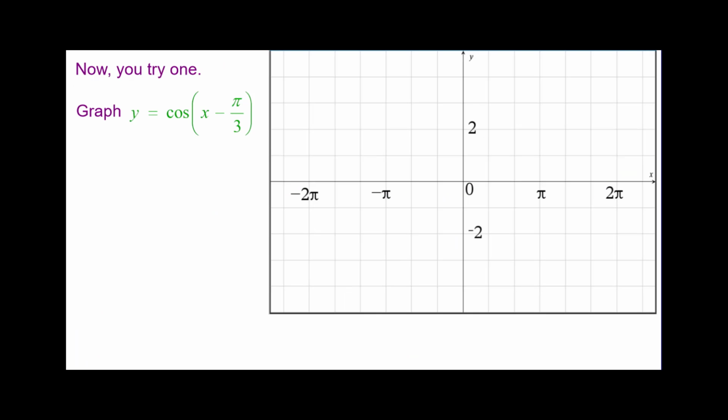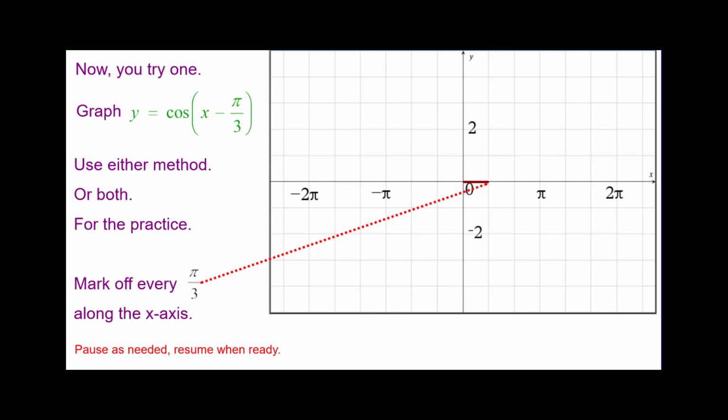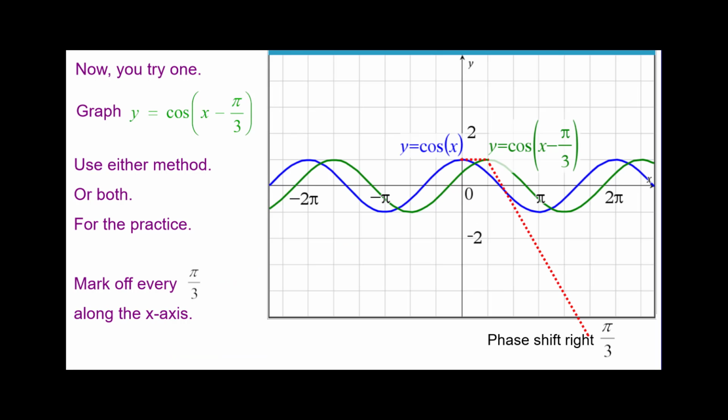Now you try one. Graph y equals the cosine of the quantity x minus pi over 3. Use either method or both for the practice. And we suggest you mark every pi over 3 off along the x-axis. Pause as needed. Resume when you're ready. And here's the answer in green. And you can see compared to the parent function in blue, every single point is shifted to the right pi over 3. We see it's a phase shift right pi over 3.